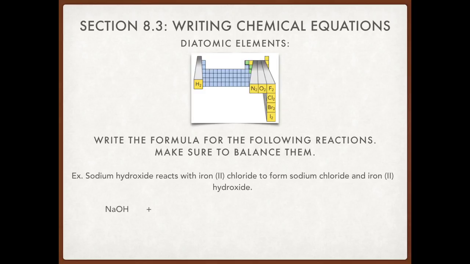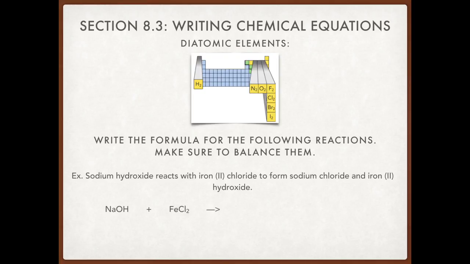It reacts with iron 2 chloride. Well, this tells me that iron has a 2+ charge, and chlorine, I know, has a -1 charge. So when I cross my charges, I get FeCl2. That produces, or it forms, so I need my arrow, my products, which are sodium chloride and iron 2 hydroxide.